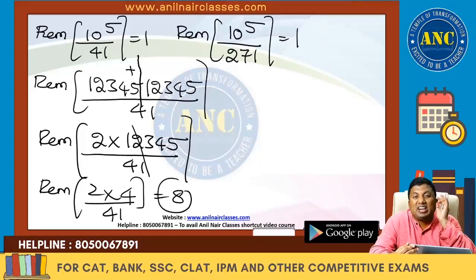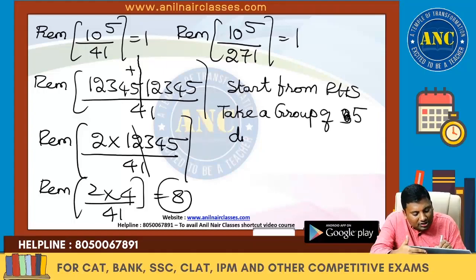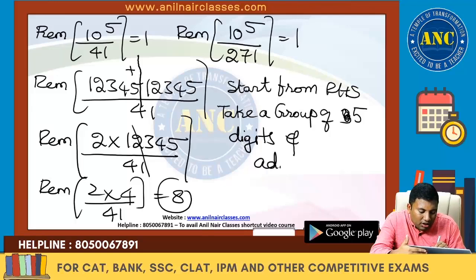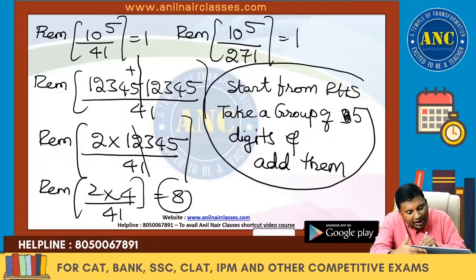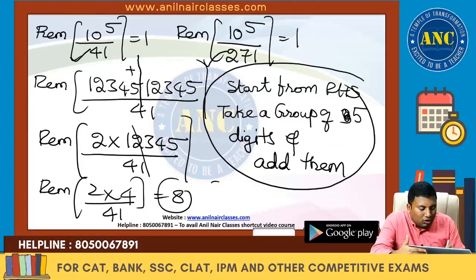So what is the divisibility rule for 41 and 271? Start from right hand side. Take a group of 5 digits and add them. Start from right hand side. Take a group of 5 digits and add them. That is the divisibility rule for 41 into 271.